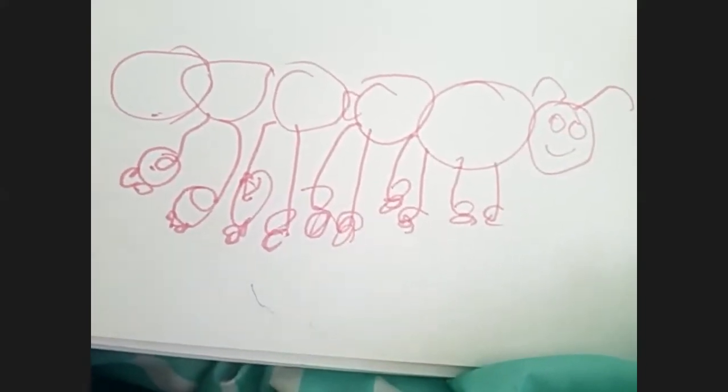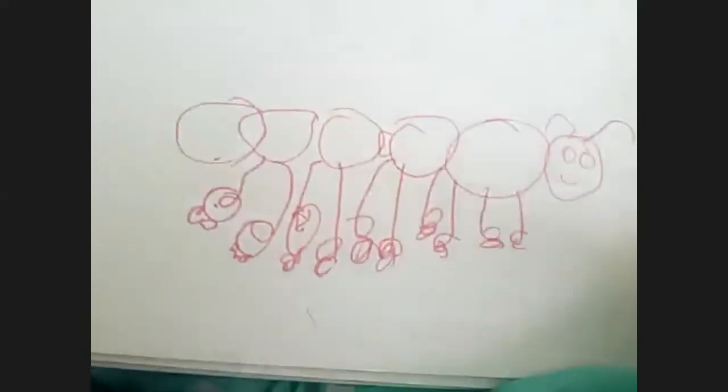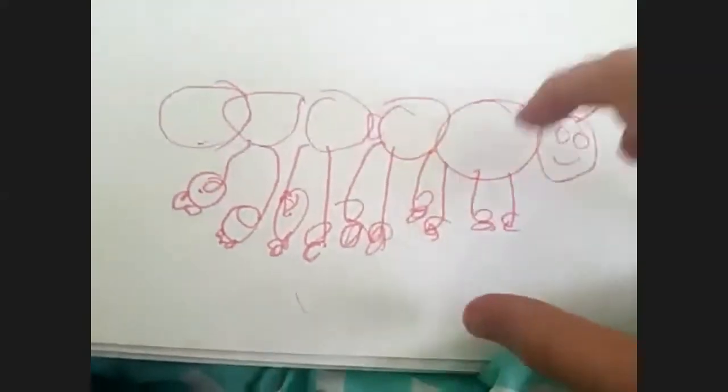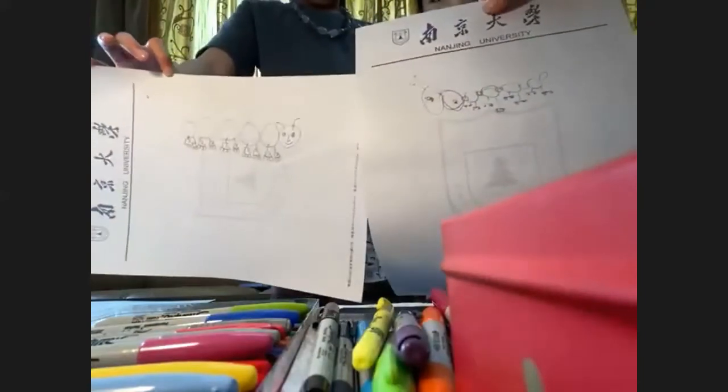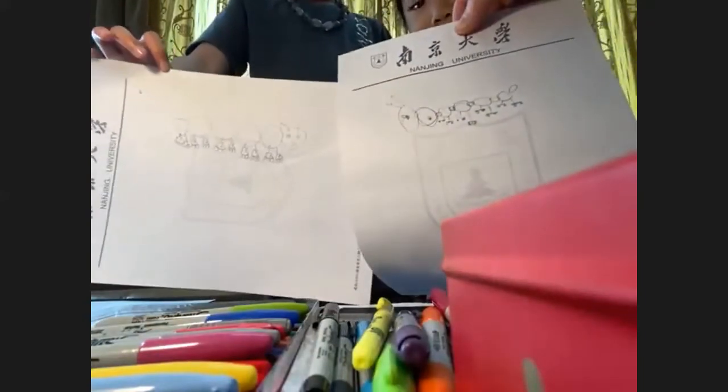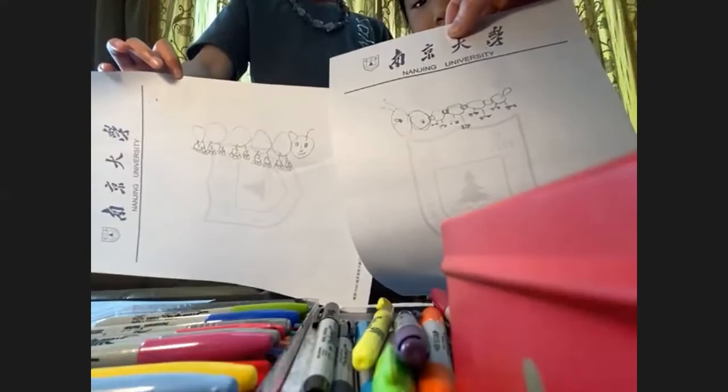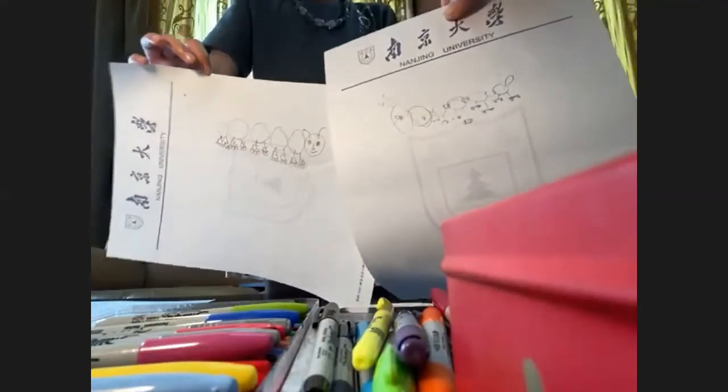Yes, Kat. It's got a few too many legs. Hey, caterpillars have lots of legs. That's all right. Oh, Vienna and Victoria. Awesome. So cute. Awesome. Very nice job, everybody.